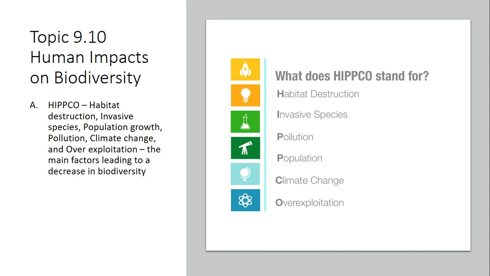So, there's actually an acronym that we use in APES to help us identify some of the common human impacts on biodiversity. So that's where HIPCO comes into play. Now, what does HIPCO stand for? The H stands for habitat destruction. I is invasive species. P, pollution. The other P is population. C is climate change. And O can sometimes be referred to as overexploitation or overharvesting. Each of these factors, in some way, play a role in harming the biodiversity on Earth.